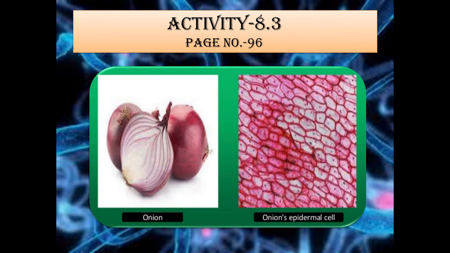Okay, now with the help of a mounting needle, cover the onion peel with a cover slip, taking care that there is no air bubble in it. Observe the slide first under low power. For better details, observe the slide under the high power of the compound microscope.